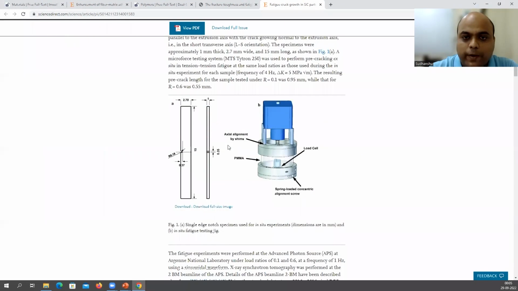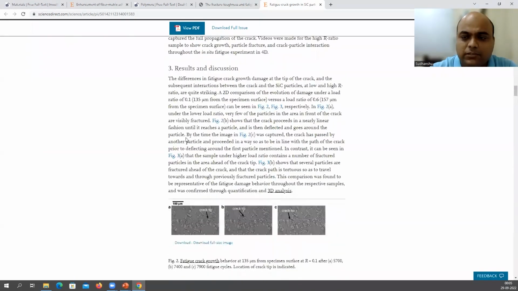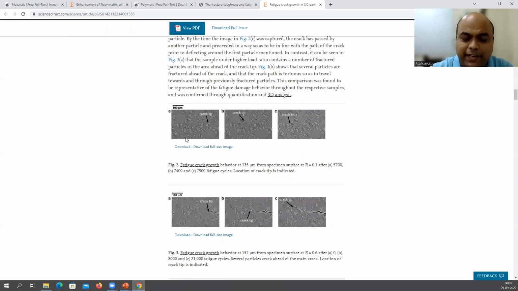So let me show you quickly the experiment. This is the loading stage and this is the small sample we used, and the data I had shown you before, right? And this is the composite. So you can see these are your particles, and this line you see, this is your crack. You can see the crack tip.